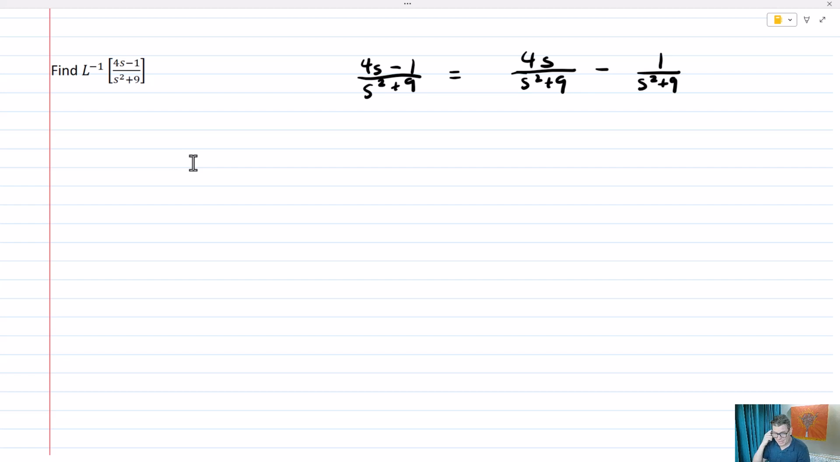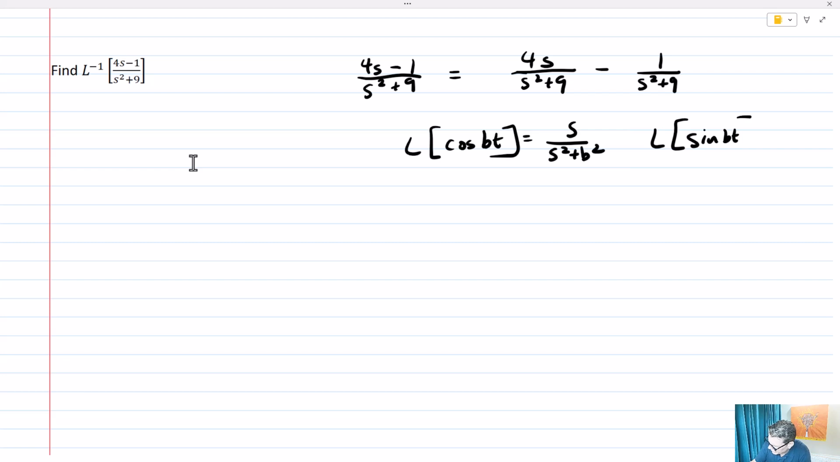The reason why I did that is because I do know that I have two functions that have Laplace transforms that look like the individual pieces. So on the one hand, we have the Laplace transform of cosine of bt equaling s over s squared plus b squared. And I have the Laplace transform of sine of bt equaling b over s squared plus b squared. In this case, I could see that b is equal to 3.